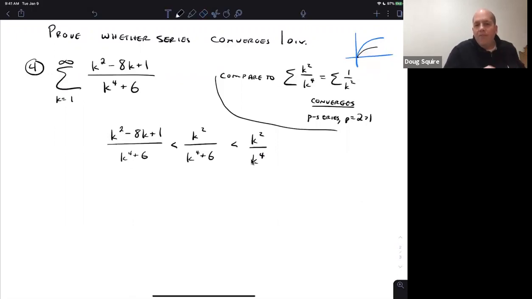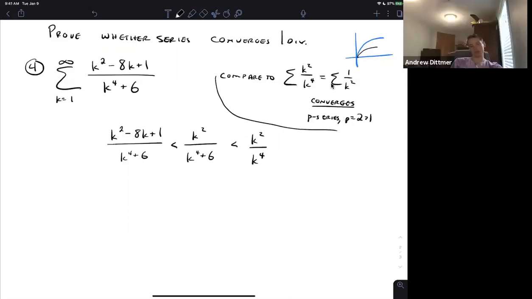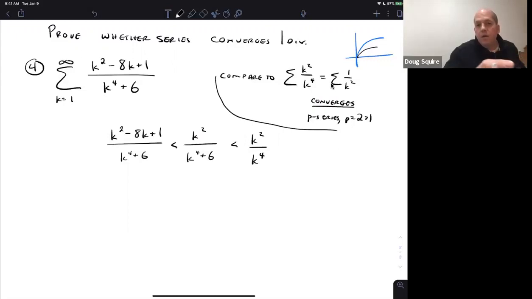Okay, now what that means is that the original series is smaller than 1 over k squared. 1 over k squared converges. What does that mean the original one does? Converges, if they're all positive. And are they all positive here? We already said they are. We need to explain that. And so we put this.